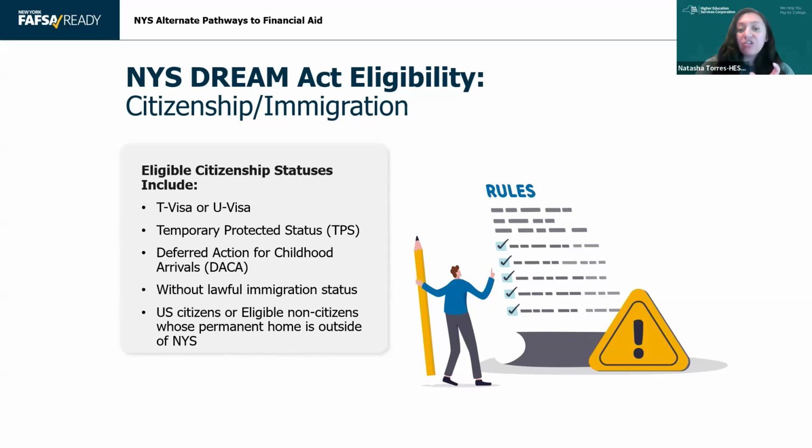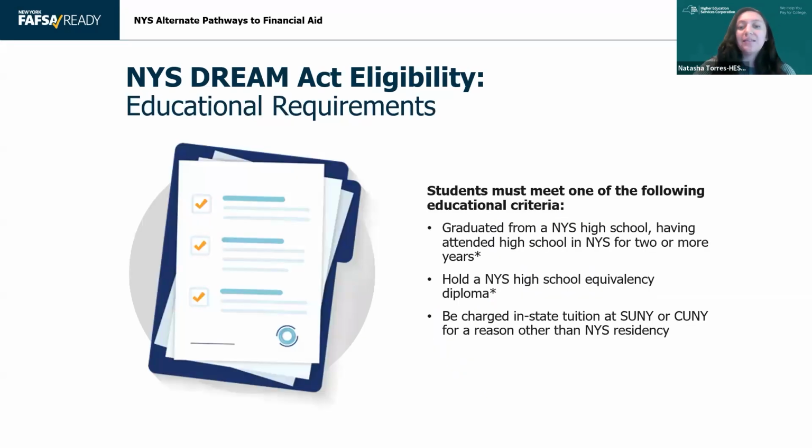However, the other population is going to be the students who don't meet the residency criteria for the FAFSA TAP pathway. So as you see in this bottom bullet point, it says U.S. citizens or eligible non-citizens whose permanent home is outside of New York State are also eligible for the DREAM Act. So that would mean students who are citizens, permanent residents, or paroled refugees whose permanent homes are outside of New York State may still be eligible for this pathway if they meet the upcoming requirements. So if they meet any of these citizenship criteria, that's step one. Now let's go to the next slide where we're going to see step two.